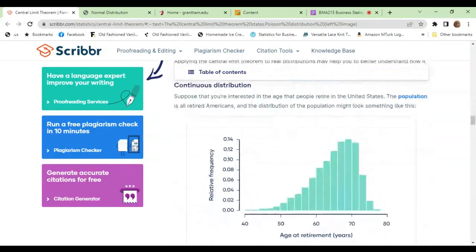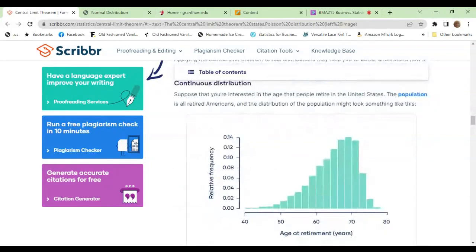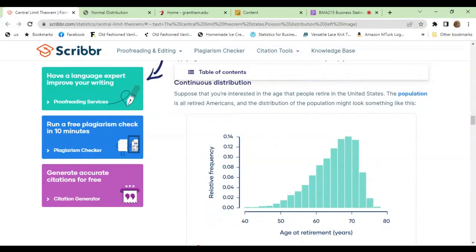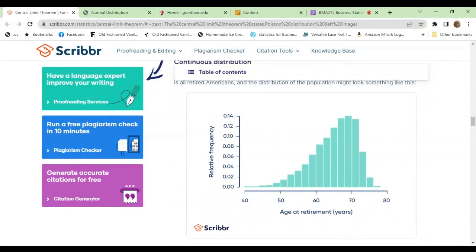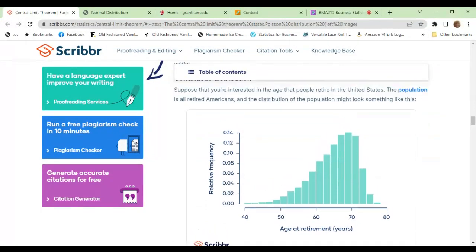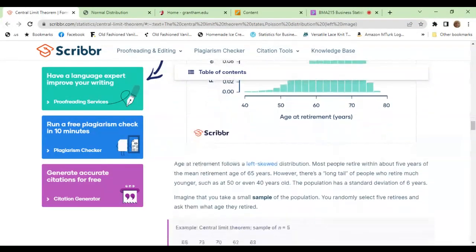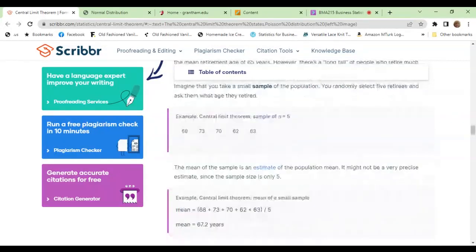So here's the example they take. Okay, here is the population of retired Americans. So if you're retired, they did a survey, and here's your age at retirement, and it shows that there's some people that retire at 40 and 50. Most maybe retire at 70. So this is left skewed. Okay, the tail's on the left, so it's left skewed. Now that's not really normal. Okay, and they only took maybe a few samples, so we didn't do a lot of samples here. So left skewed. All right, here's a really small example of 5.